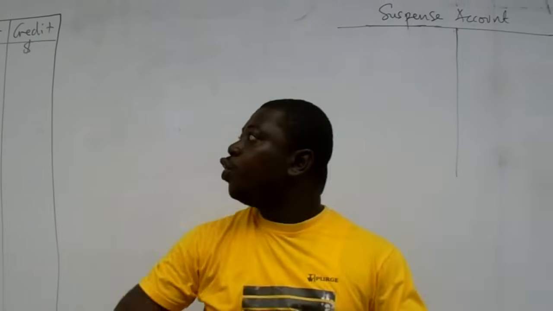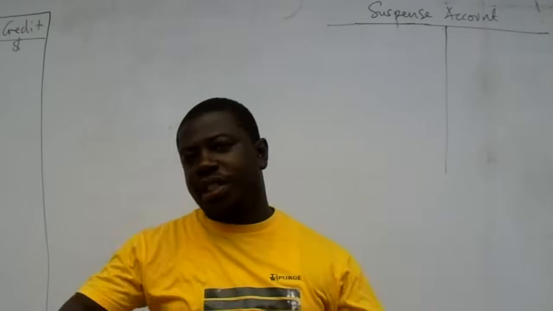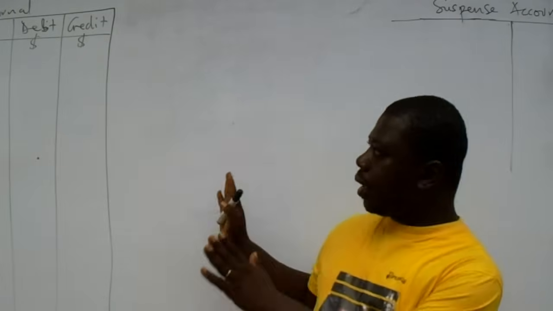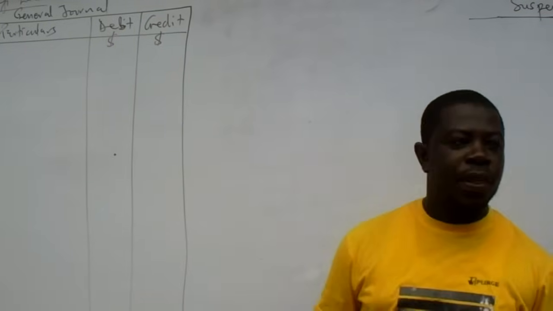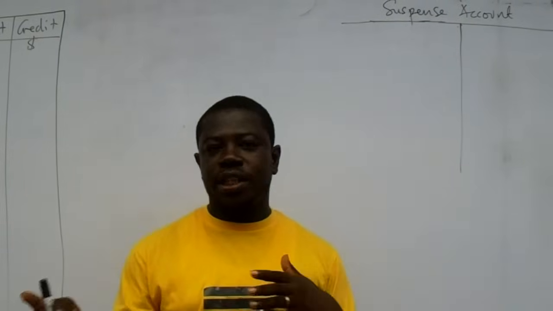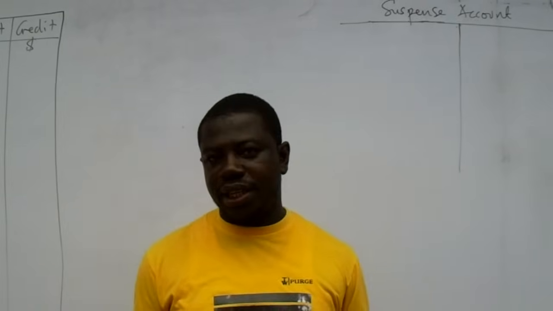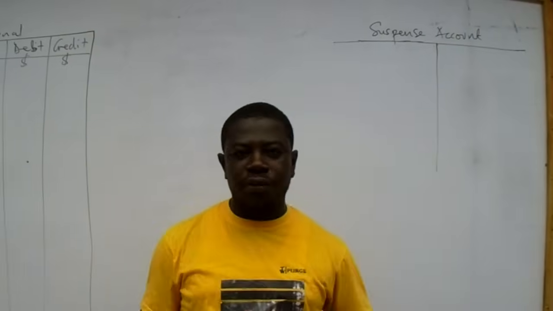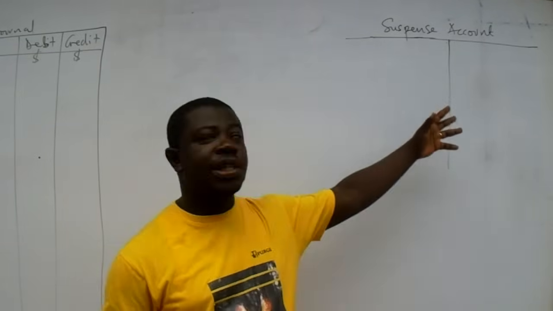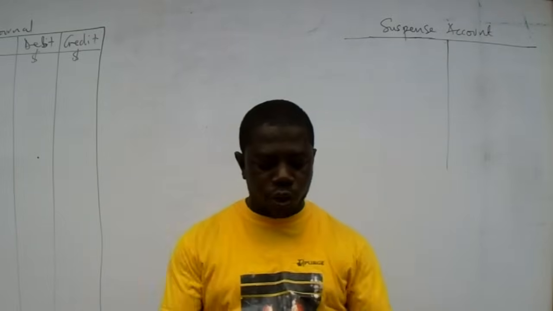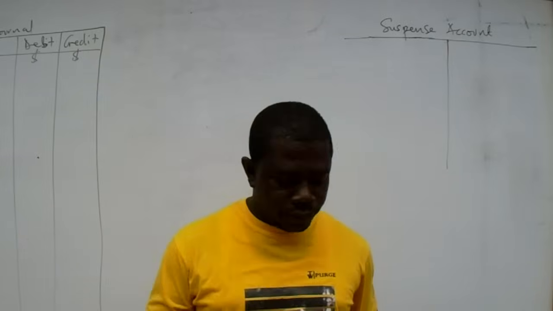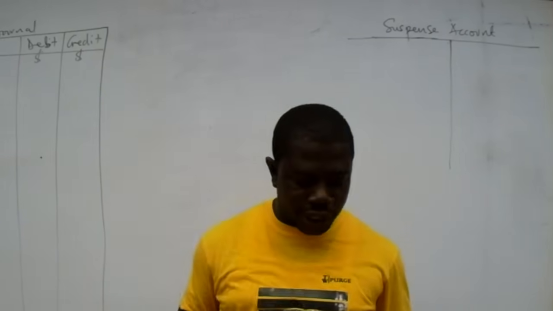So this is what we do. When you go to the exam hall, you get a question like this. It's always advisable to first of all open a page and then write your journal, and then you also open another page for the suspense account, so that you'll be doing that simultaneously. I think that will help you more than trying to do each of them individually. Okay, so having opened the suspense account and then the general journal, we go straight into our question and then we start again, and then we read thoughtfully and try and understand and then post them accordingly.